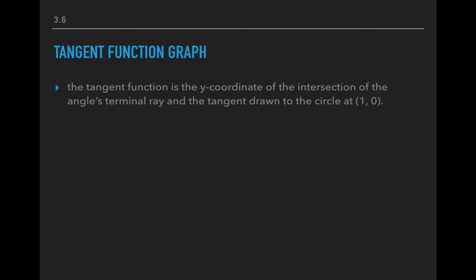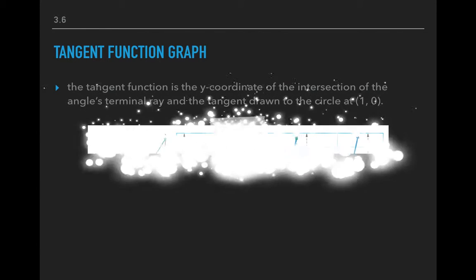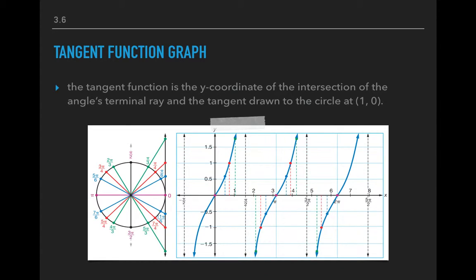Let's talk about the tangent function first. When you graph the tangent function, it's going to be the y-coordinate of the intersection of the angle's terminal ray and the tangent drawn to the unit circle at (1, 0). So looking at this little graphic here, you'll see on the left-hand side the unit circle, and the rays have been drawn through some different rotations around our circle.